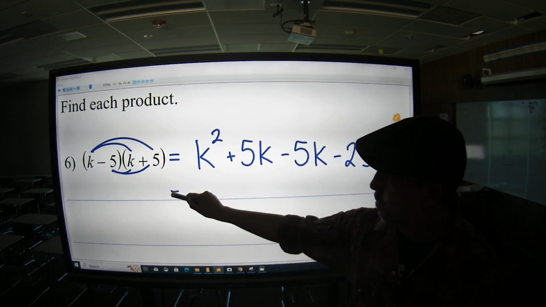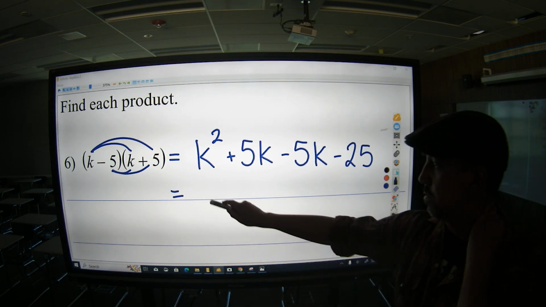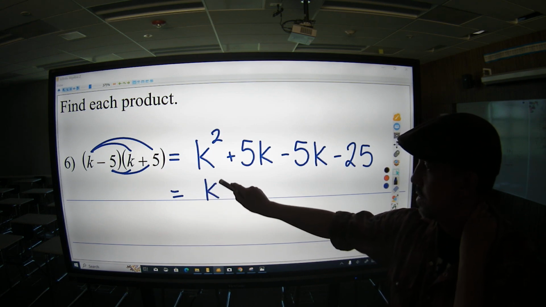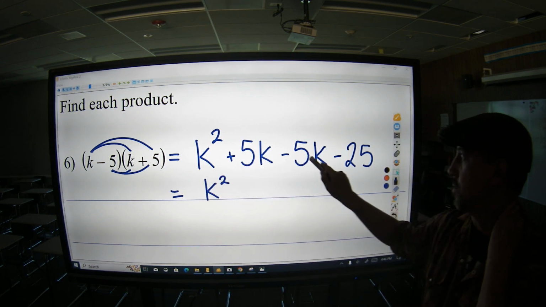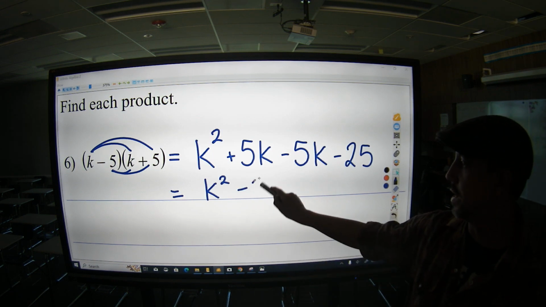Okay, we should immediately recognize this form as a difference of squares because we have K minus 5 and K plus 5. The only difference between those two expressions is a plus and a minus. So I'm hoping that some of you are going to be able to do this problem really quick by saying, hey, wait a minute, these two linear terms are going to cancel out because it's a difference of squares, and we know we can follow the difference of squares pattern.